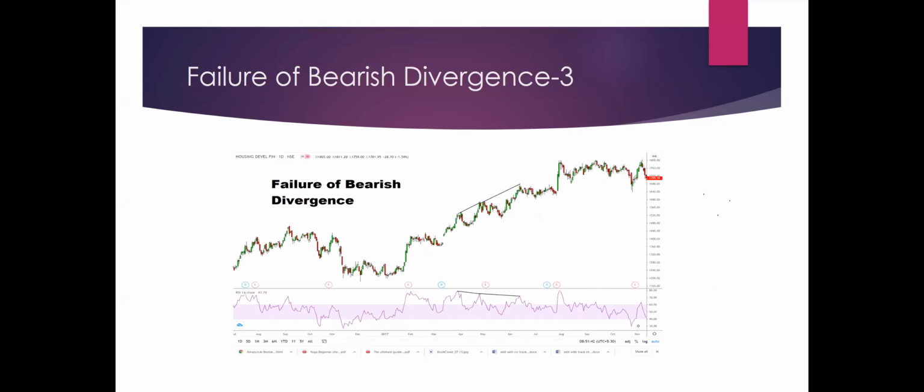We can check one more example. This is HDFC. Again, HDFC is in a nice uptrend from January 2017, and again it showed two bearish divergences at the top. Price made two higher highs, whereas RSI made two lower highs. Again, if you would have taken a short trade at this point in time, you would have lost money, and it is a very pathetic idea to take a short trade at this point in time.